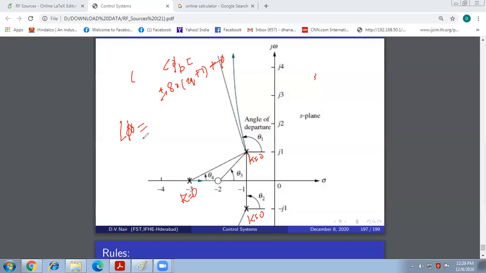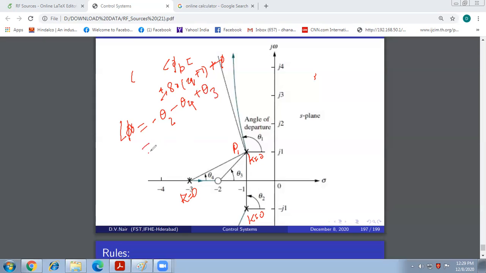So this angle phi here will come out to be what? The angle subtended at the pole P1, let us say this. The angle made by this pole, that is theta 2, in our summation will be minus because it is from a pole. This angle theta 4 in our summation will be minus because that is also from a pole, while this angle theta 3 from a zero will be positive in our summation.